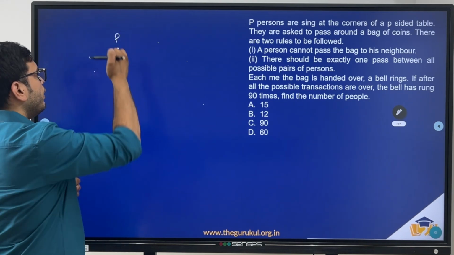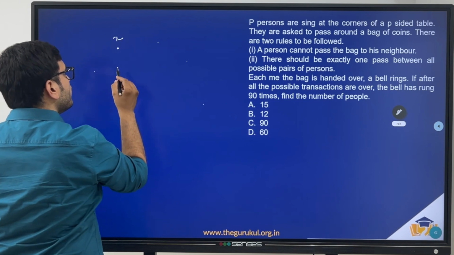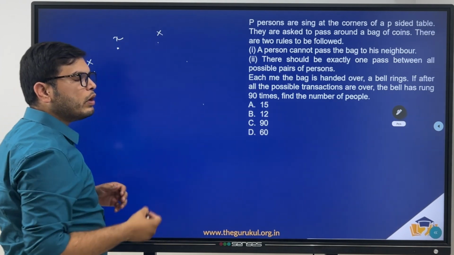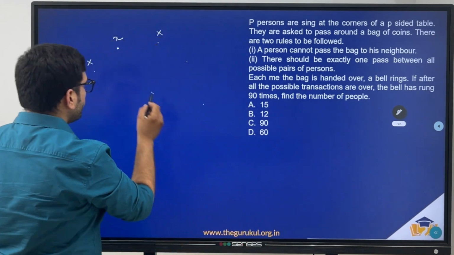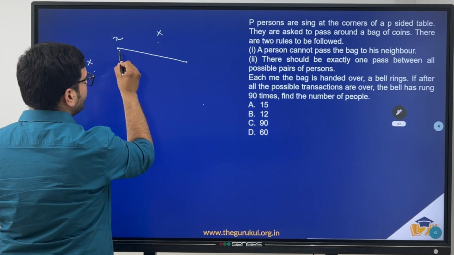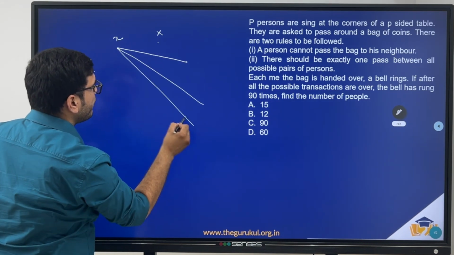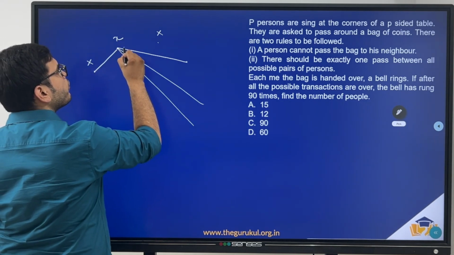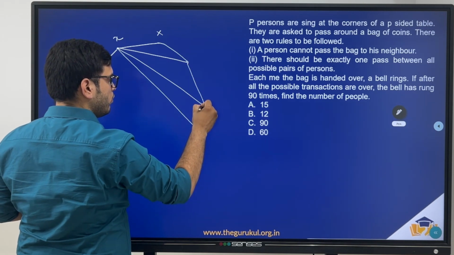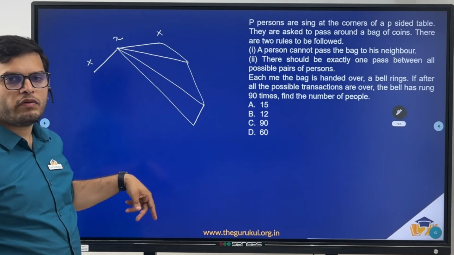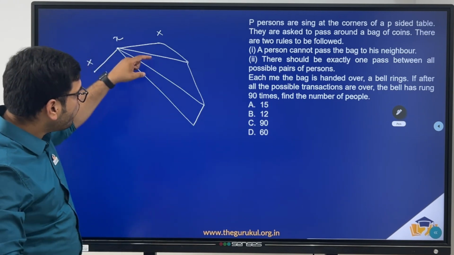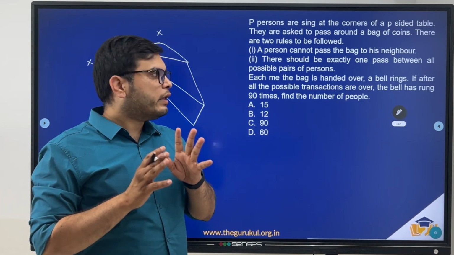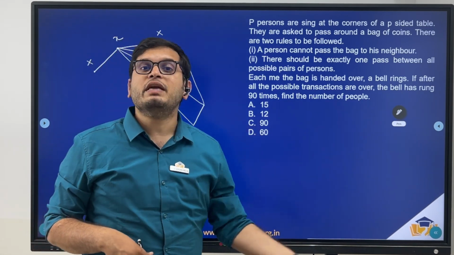Let this person be, let us say X, right? Now, he won't be able to pass the bag to this person and this person who are adjacent to him, right? So, he will be able to pass the bag to this person, and remaining all others. Now, what I'll do is, I'll join all these points using straight lines. Now what is this? This is nothing but p-sided polygon. And what are these lines? These are nothing but the diagonals, right? So indirectly, we are given with the number of diagonals in a p-sided polygon, 90.